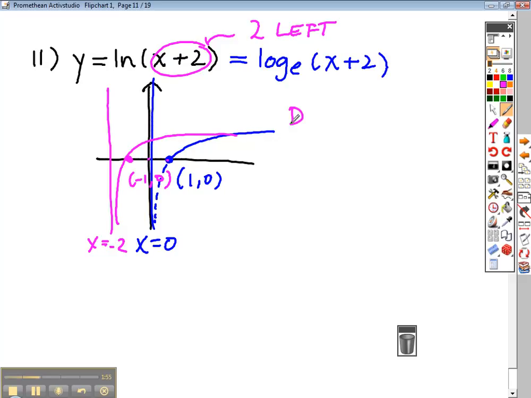Okay, so now if you ask me the domain, the furthest left I can go is -2. Furthest right is forever. X is greater than -2. The range, the lowest I can go is forever, and the highest I can go is forever, even though it grows slowly. So the range is all real numbers.